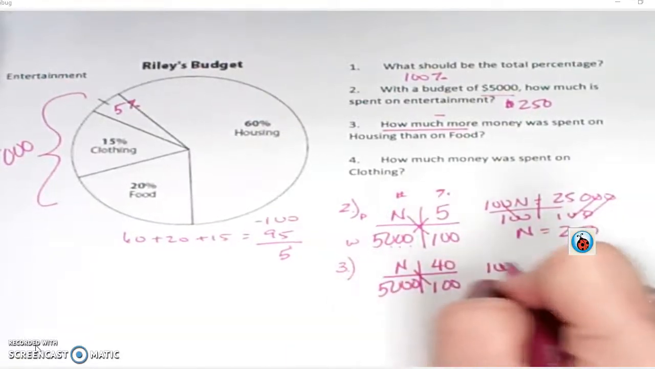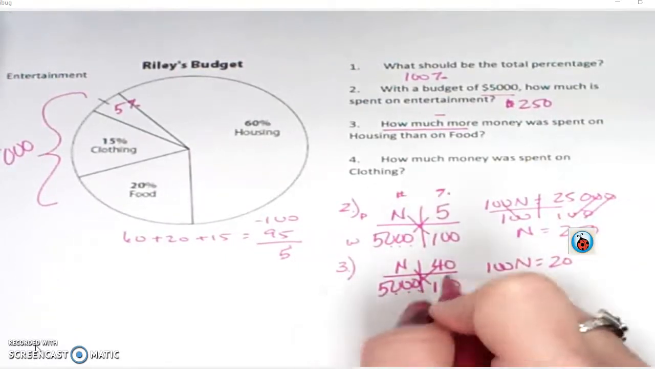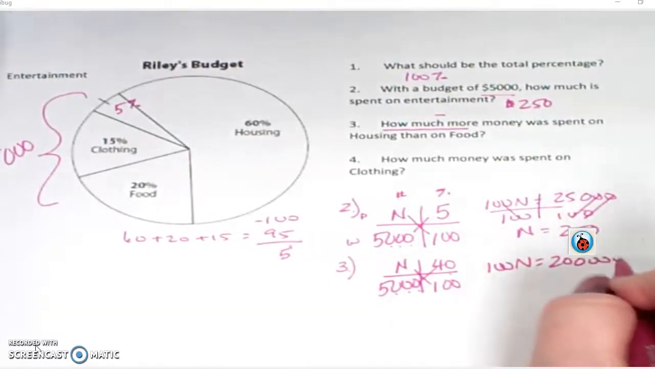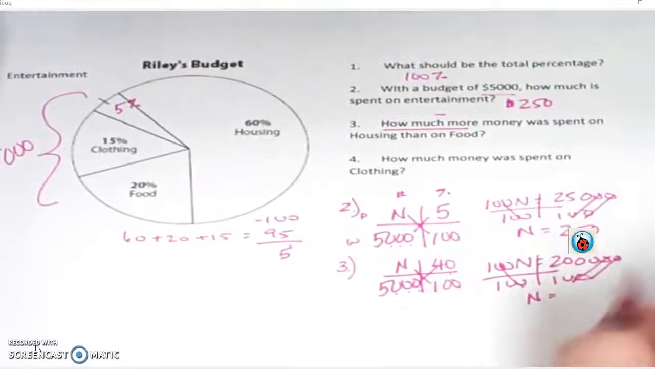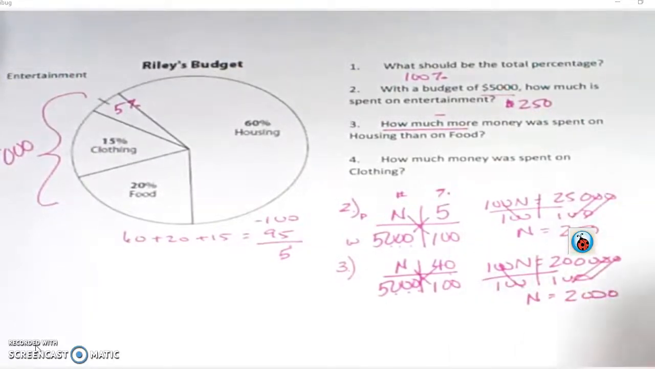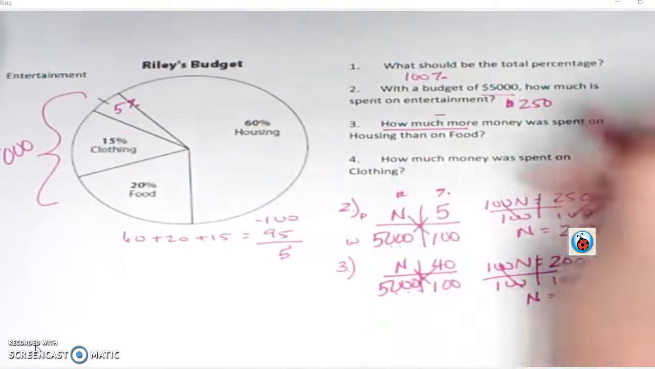So now instead of doing it for both of them, I could do it for the difference of them. Again, we have 100n. 4 times 5 is 20. 1, 2, 3, 4 zeros. Divide by 100. And your answer is 2,000. That means they spent $2,000 more on housing than on food.